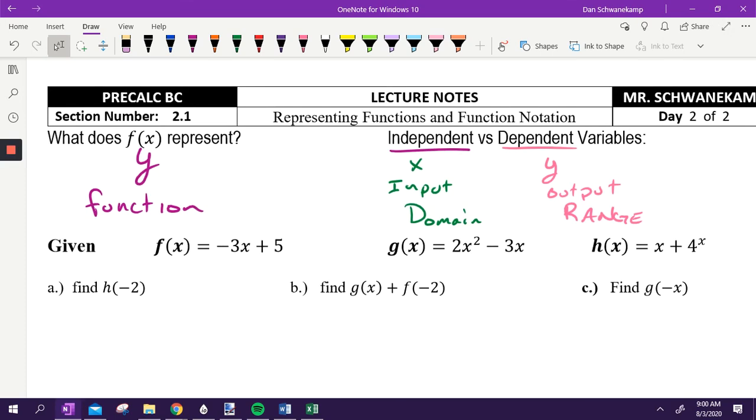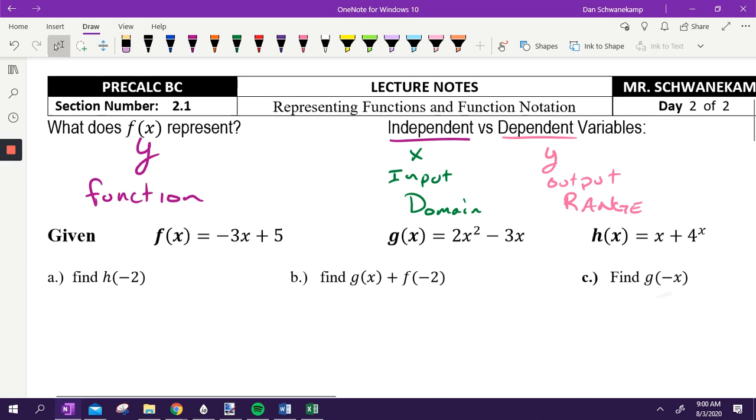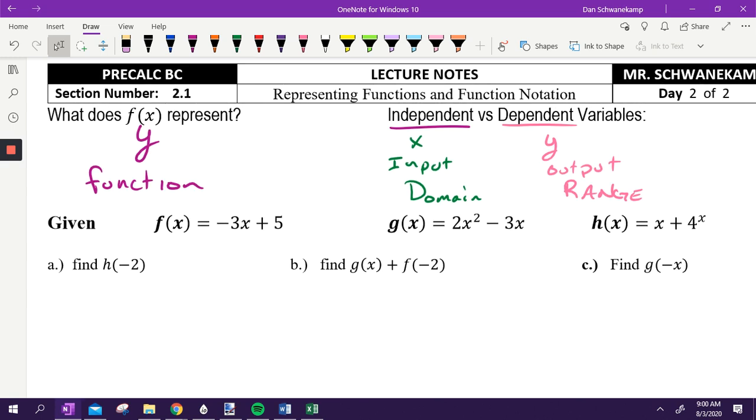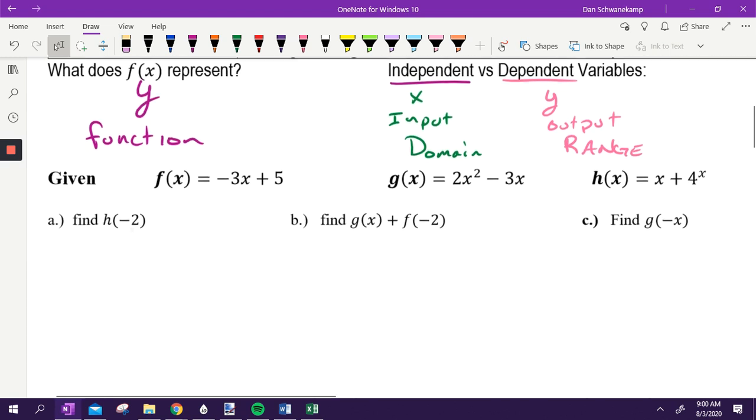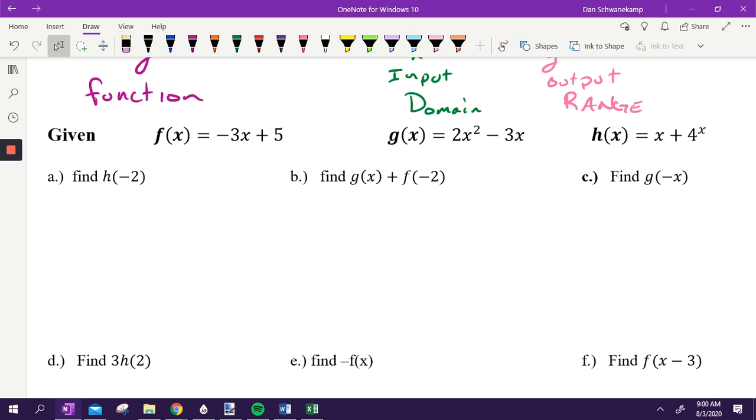All right, so we're doing function notation. F of x just means y. It represents the function. Independent variables, that's your domain. Dependent variables, that's your range. I'm giving you three functions, f, g, and h. And based off of those, we're going to do some function notation. Okay, so just some different ways that we could deal with it.